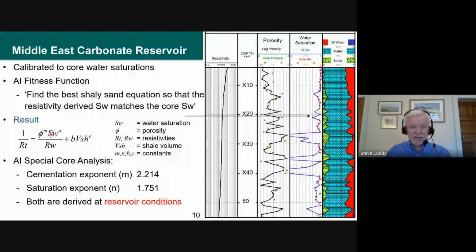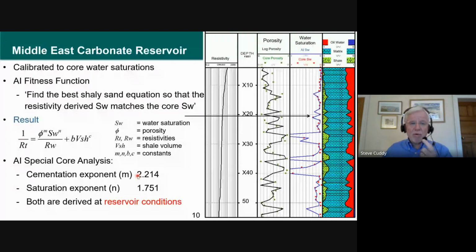I derived these constants. Now, two important parameters here are the M, the cementation exponent, and the saturation exponent N. So these are usually calculated in the laboratory very expensively over many months to give you these constants. Well, this technique gives it by correlating and matching the core water saturations to the resistivity log. And these are the M and N from this study, which came out to be very similar to the SCAL. And this gives the client confidence in that.